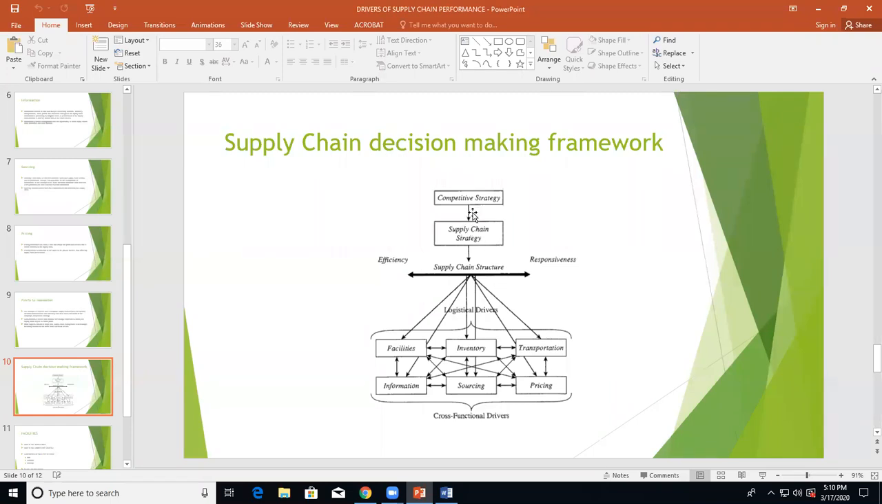For example, first any company has to develop their competitive strategy, and through the competitive strategy, the company can make their supply chain strategy. And as per the supply chain strategy, you have to balance your efficiency and responsiveness. And for balancing the efficiency and responsiveness, you have to use all the cross-functional and logistical drivers.